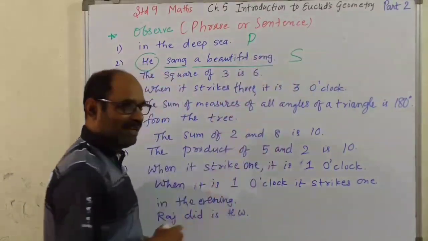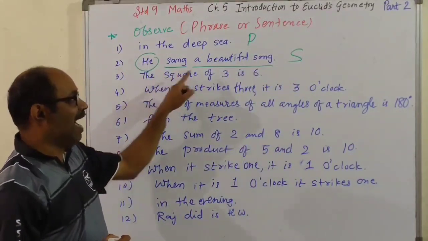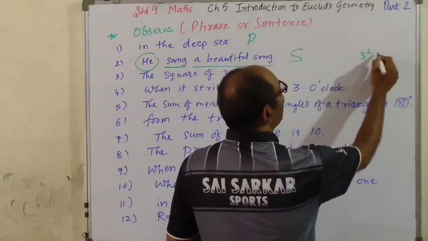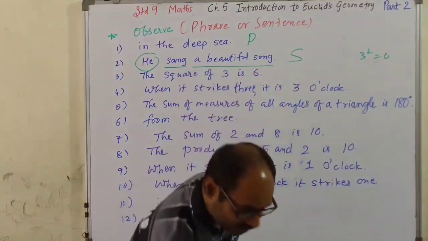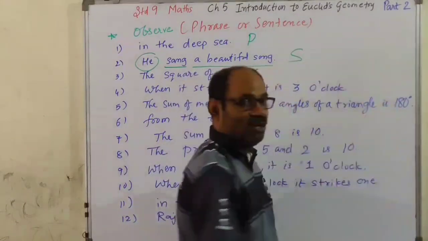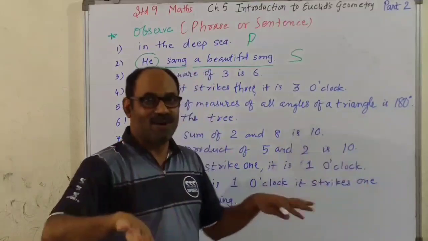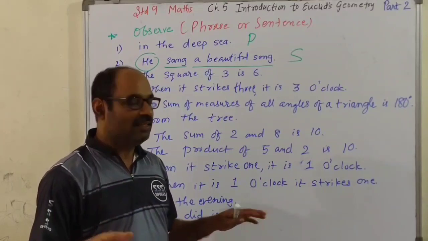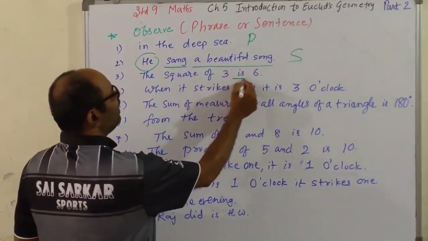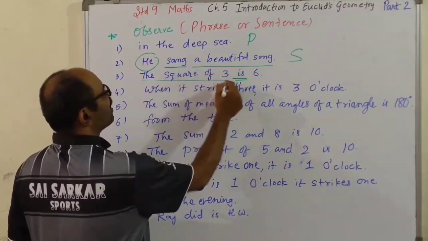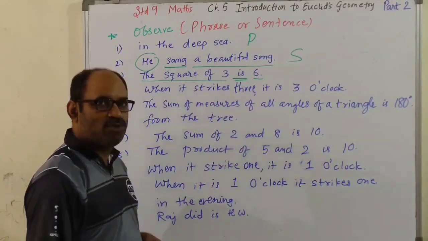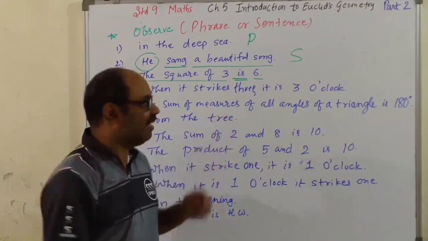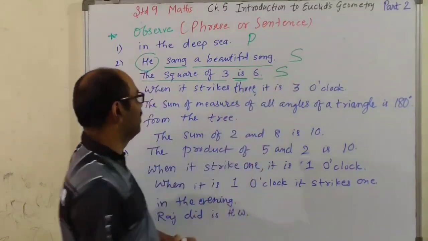Correct. Now you have to quickly tell me. The square of 3 is 6. If you take 3 square, it is equal to 6. That is what this group of words tells you. Don't think about what is right and what is wrong. Don't think about that. Does it make any sense? Yes. Is is the verb. This is the subject and this is the object. So this group of words does make sense. So it is a sentence.